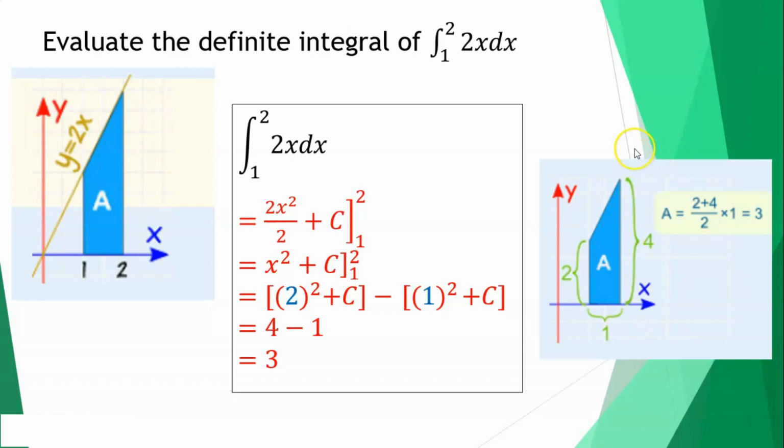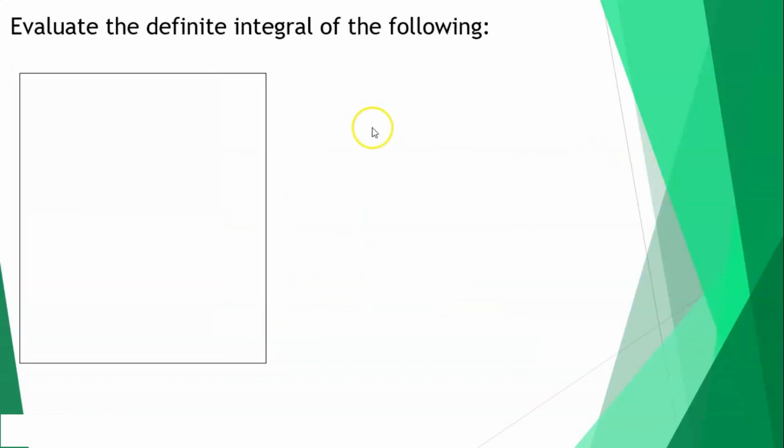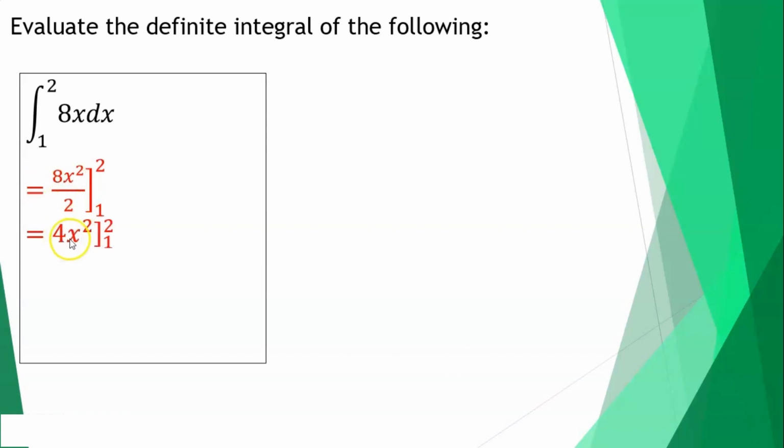So let's have another example. Evaluate the definite integral of the following. So we have here the integral of 8x dx evaluated from 1 until 2. So again, the first thing we do is solve for its indefinite integral and need not to write the constant of integration. So we have here an exponent of 1. So you add 1, it will become x squared. Then our new exponent, divide that. So take note, we can still simplify. 8 divided by 2, we can end up with 4x squared. Evaluate from 1 until 2.